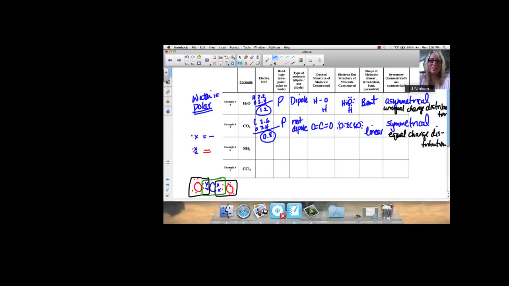NH3, let's move on. Electronegativity difference. N is 3.0, H is 2.2, so that gives us a 0.8 difference. This is polar. Oh, why did I say this was polar? Oh, the bond type.